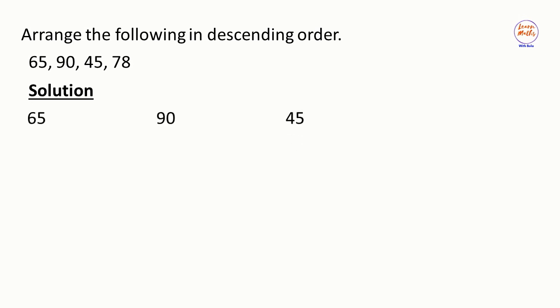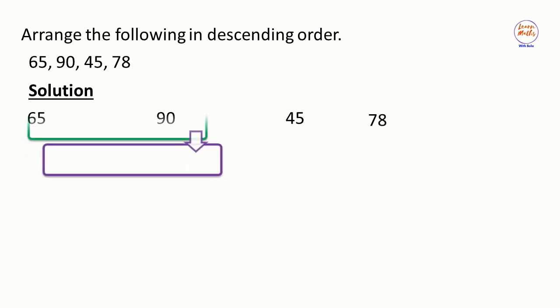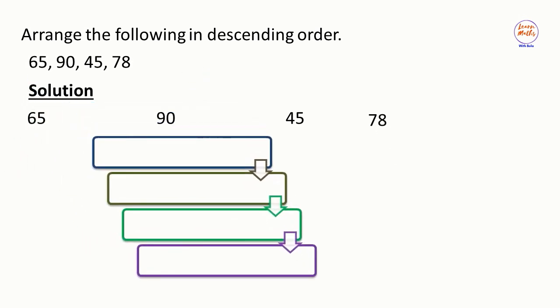To solve the question, let's write out the numbers once again, and then we want to start from the biggest, all the way down to the smallest. When you arrange in descending order, again as a reminder, you are arranging from the biggest to the smallest. Now what do we want to do?